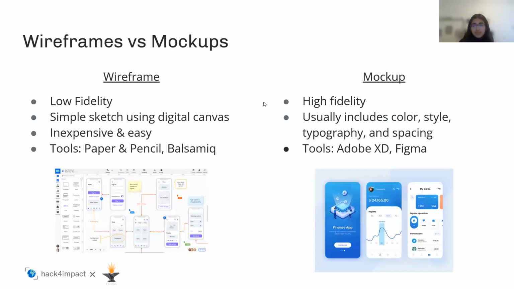Now we'll talk a little bit about wireframes and mockups. A wireframe is usually a low fidelity, simple sketch using a digital canvas. It's usually inexpensive and easy to make, and you can draw it on paper or use tools such as Balsamiq. A mockup is usually high fidelity, includes color, style, typography, spacing, those kinds of details. Some online tools that are helpful for this are Figma and Adobe XD. In the images on the slide, you can see how the wireframe is a more basic overview of what's going on in the app, and then a mockup has a lot more details about the visual elements.